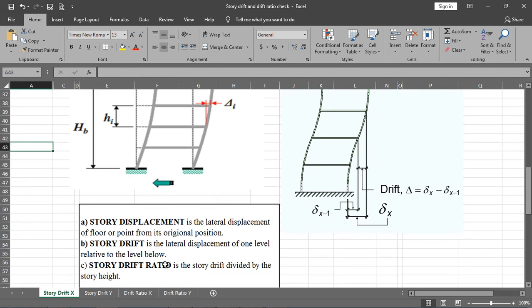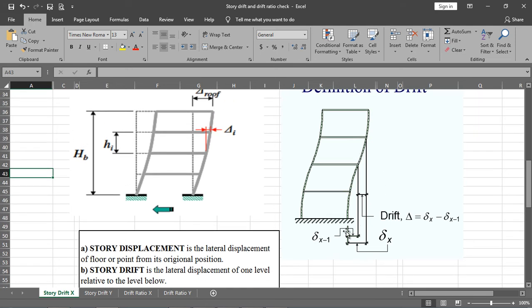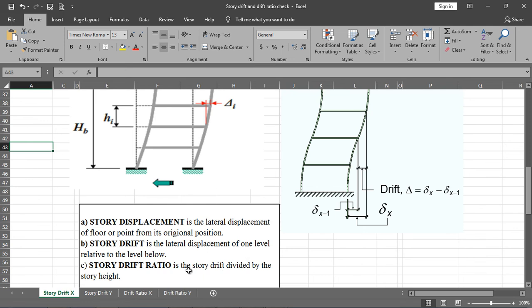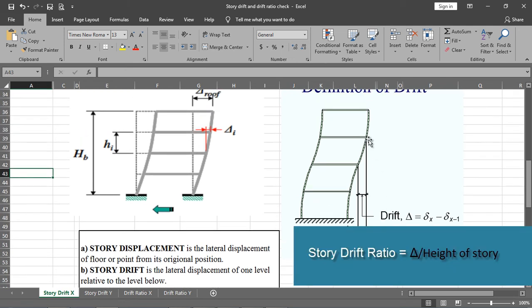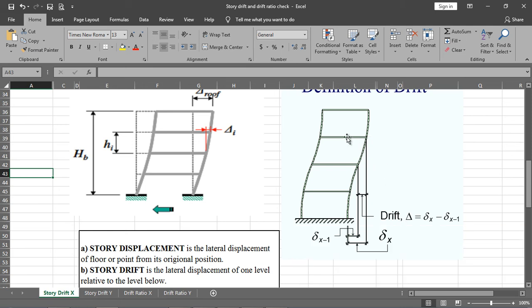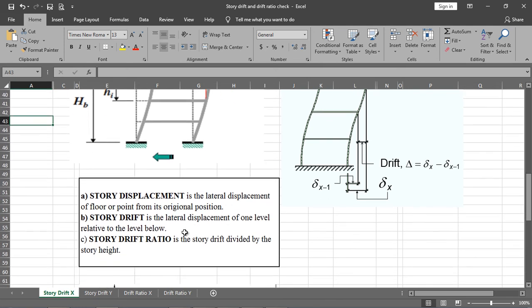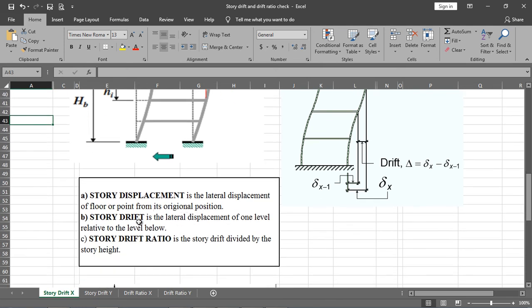Now, what is the story drift ratio? The story drift, which we have calculated as delta, if we divide this by the height of the story, then that is called the story drift ratio. Here is the story drift divided by the story height. We divide this delta by the story height for which we have calculated the drift. So these are the differences between story displacement, story drift, and story drift ratio.